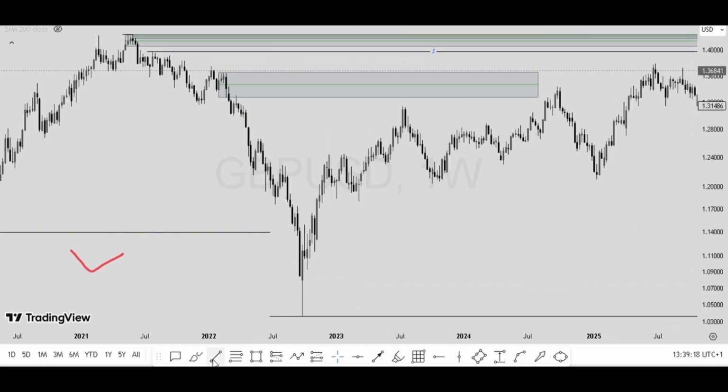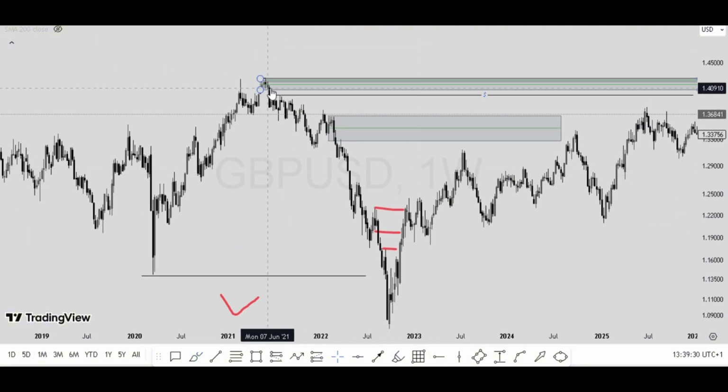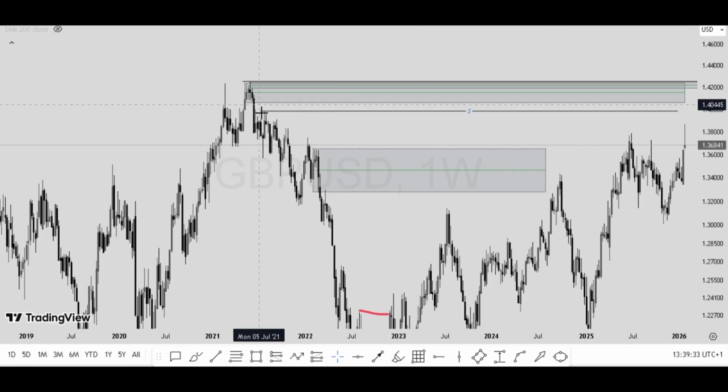If you have to mark the weekly, the inducement will be here in the weekly time frame. Then our POIs will be here. This is the POI that is close to inducement. And let's see if we have an extreme. So you can see we had an extreme POI exactly where I said the hidden POI is resting.